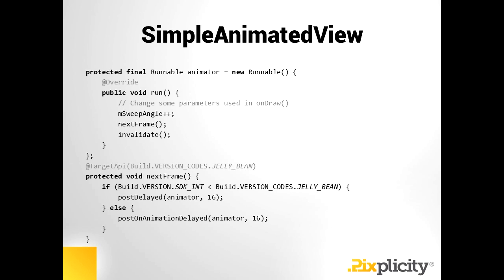What I have here is I've defined an animator as just a runnable. It's just something that runs on every frame. And all that I've done here is I've just changed the sweep angle for the arc. And each time that sweep angle is incremented, it invokes indirectly itself again with a certain delay. And then it invalidates the view so that the onDraw will be run whenever Android thinks it should be run.